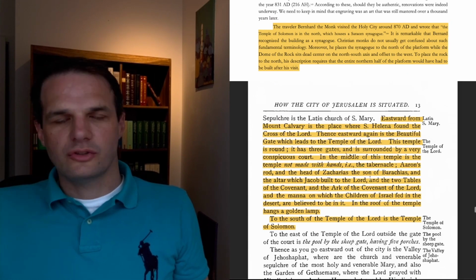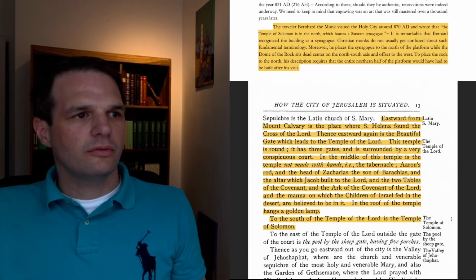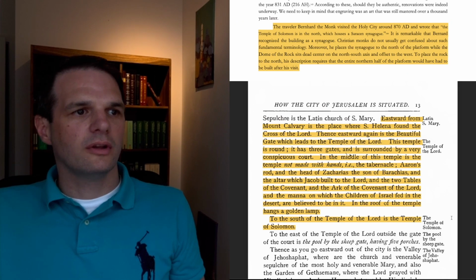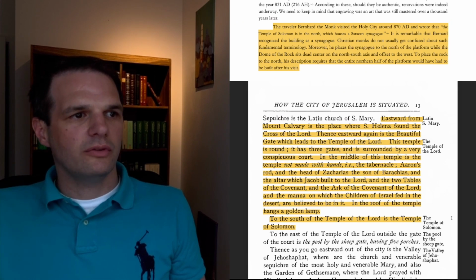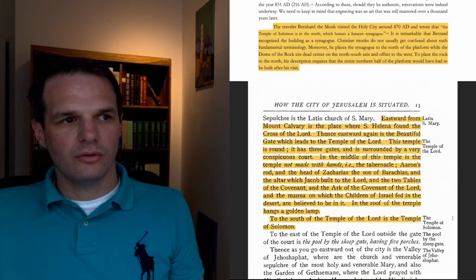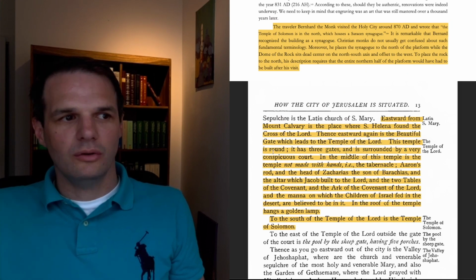So, if we just continue reading in Bernard's text, he writes, "Eastward from Mount Calvary is the place where Saint Helena found the cross of the Lord. Thence eastward again is the beautiful gate which leads to the temple of the Lord." The temple of the Lord. Remember that? That's how the Crusaders also called the Dome of the Rock. This temple is round. Okay, it's round, interesting.